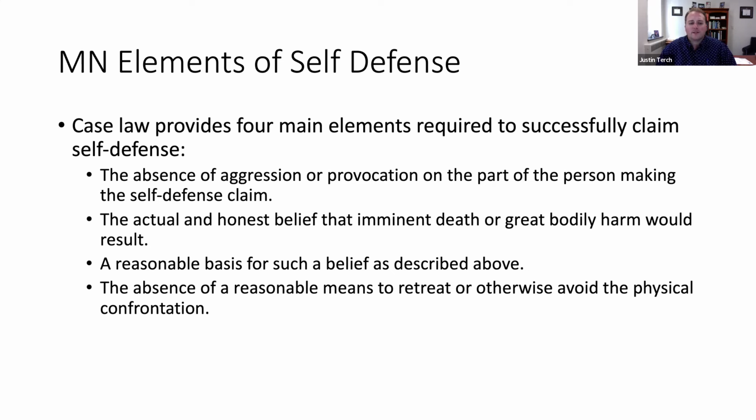There are 4 elements. The first is the absence of aggression or provocation on the part of the person making the self-defense claim. You cannot escalate the situation, shoot somebody when they raise up and then claim self-defense. It's unreasonable to believe that you could do that.